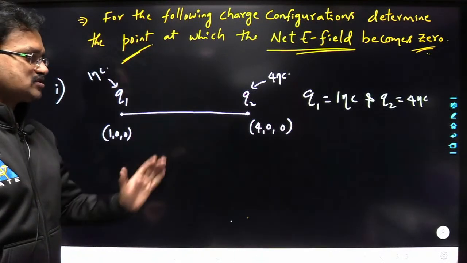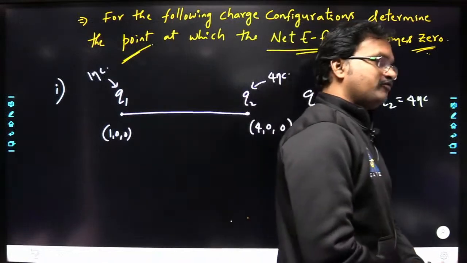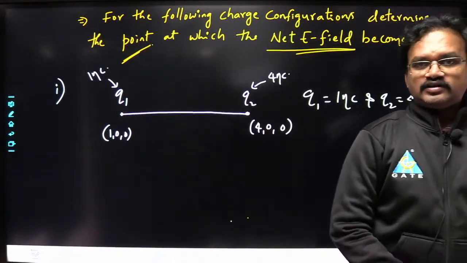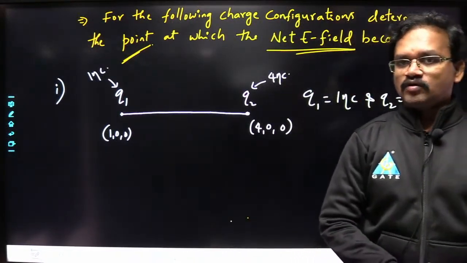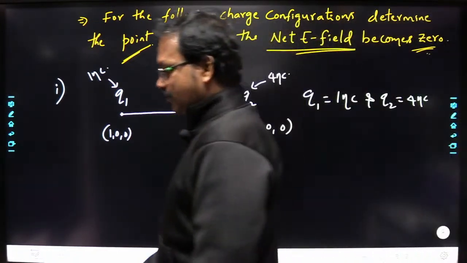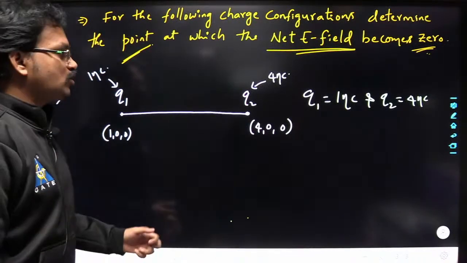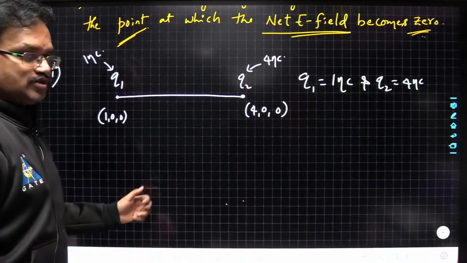So for this charge configuration, you have to determine what? You have to determine the point where the net electric field is becoming equal to 0. Right? Okay. So you have to determine the point where the net electric field is becoming equal to 0.